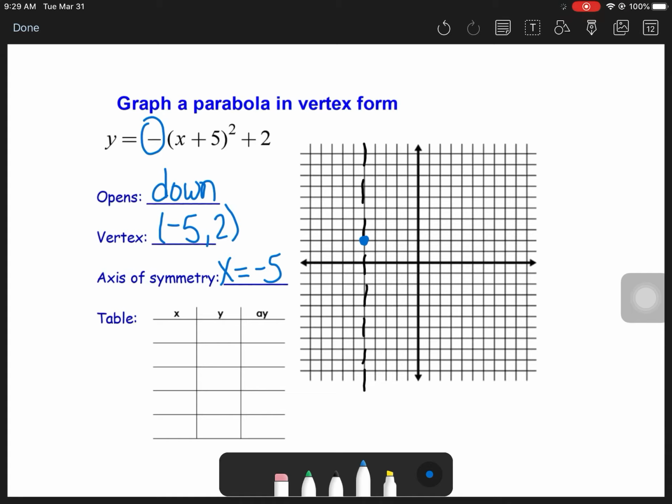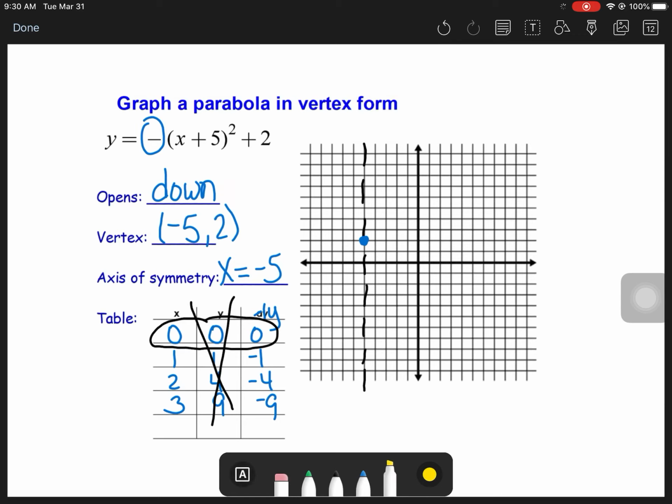And then we're going to make our parent function table. 0, 1, 2, 3. X squared will be 0, 1, 4, 9. We will need our third column at negative 1y. So we're going to multiply all of that center column by negative 1. Circling our 0, 0, that's our vertex, and crossing off our middle column because our negative has now turned our parabola upside down.